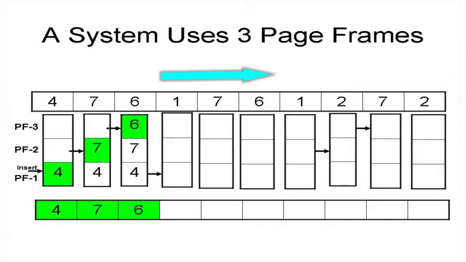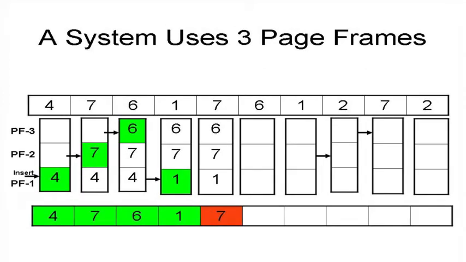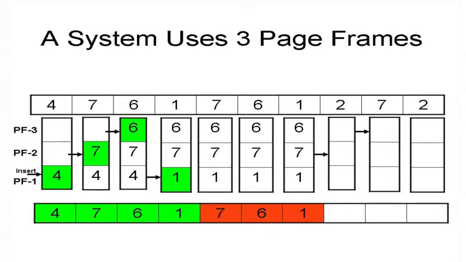Here 4 is replaced by 1, which means a page fault also comes out. Second, 7 is already in main memory, so it is a page hit. Next is 6, already in main memory, also a page hit. Next is 1, also in main memory, so it is also a page hit. And next comes 2. 2 is not in main memory, so it will be replaced.